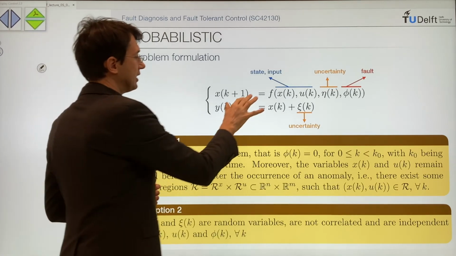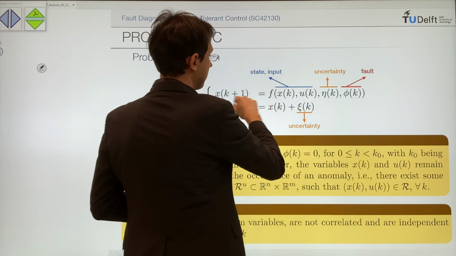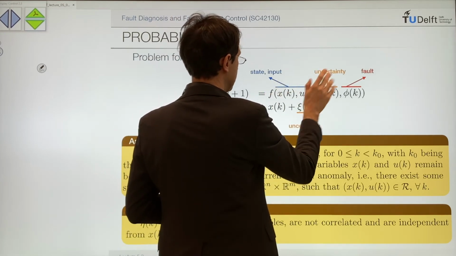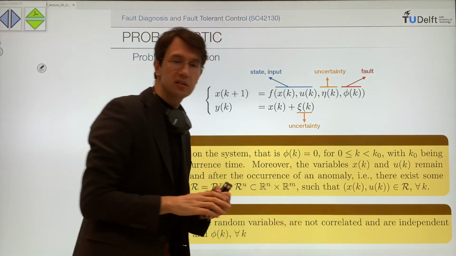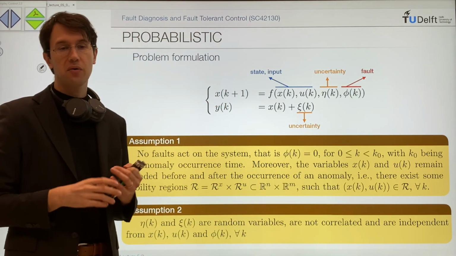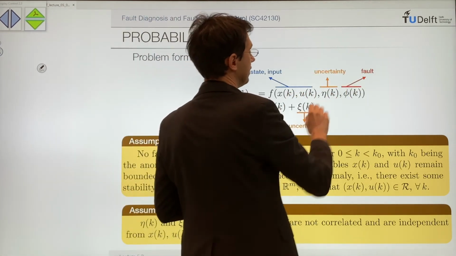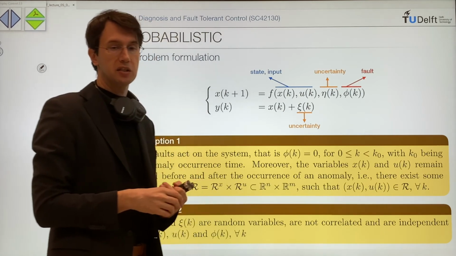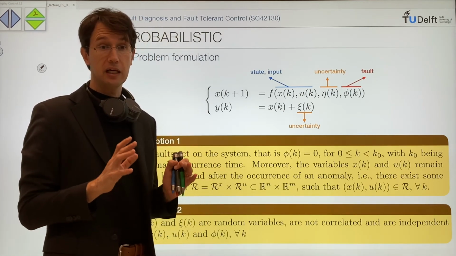Now we can even write them in some more general case. So we assume that the dynamical function is some complex function of the state, the input, the uncertainty, and the fault itself. So this is making it very general. So now we are no longer assuming that we need to write the effect of the uncertainty and the fault as an additive function. But anyway, this is just a way of writing it down because it's completely equivalent, as we said.